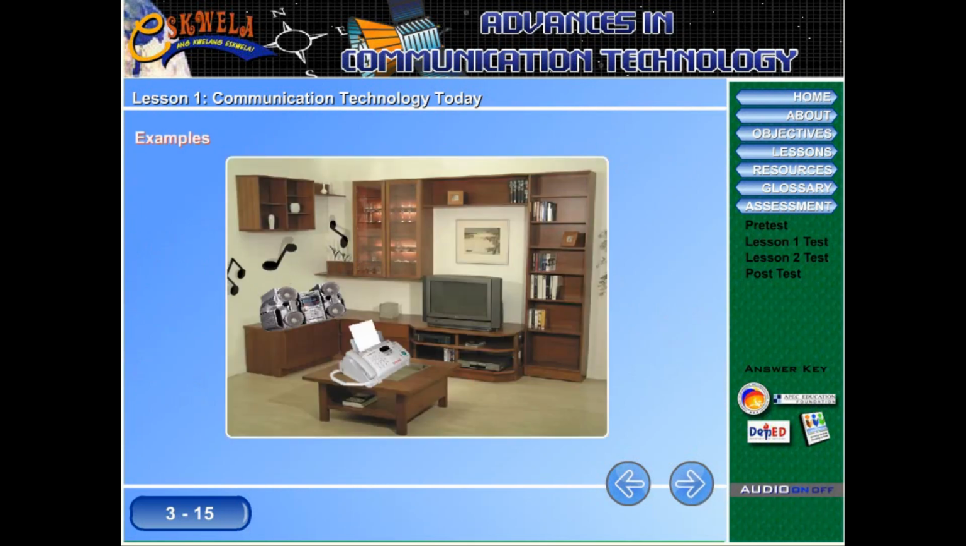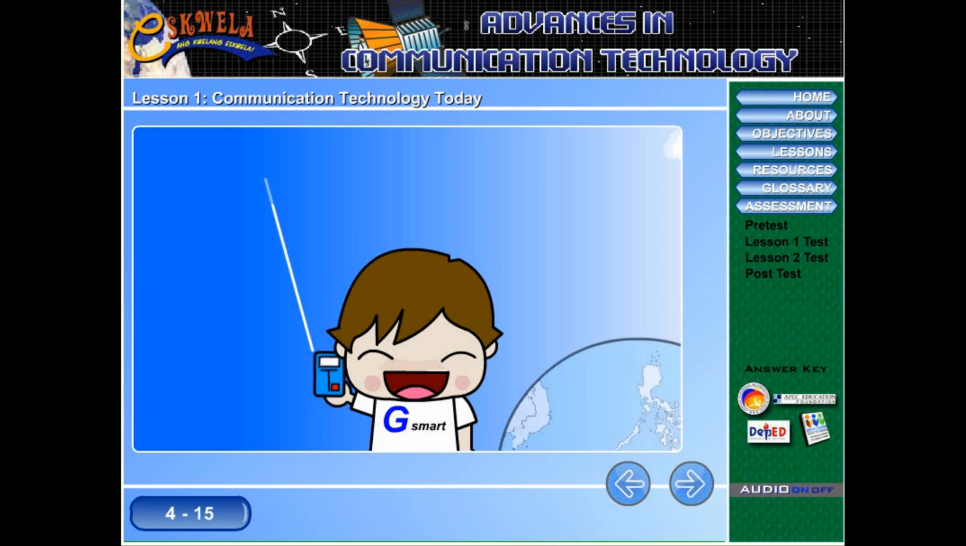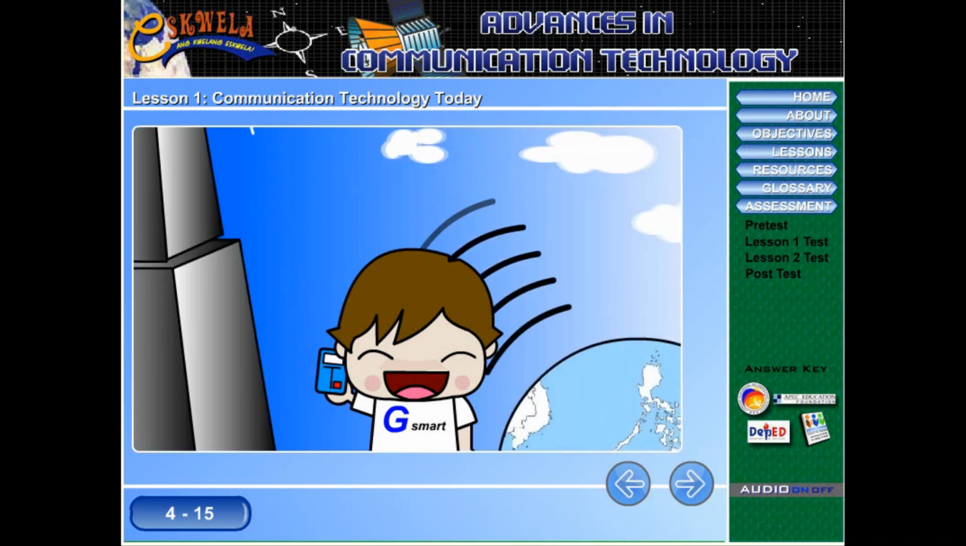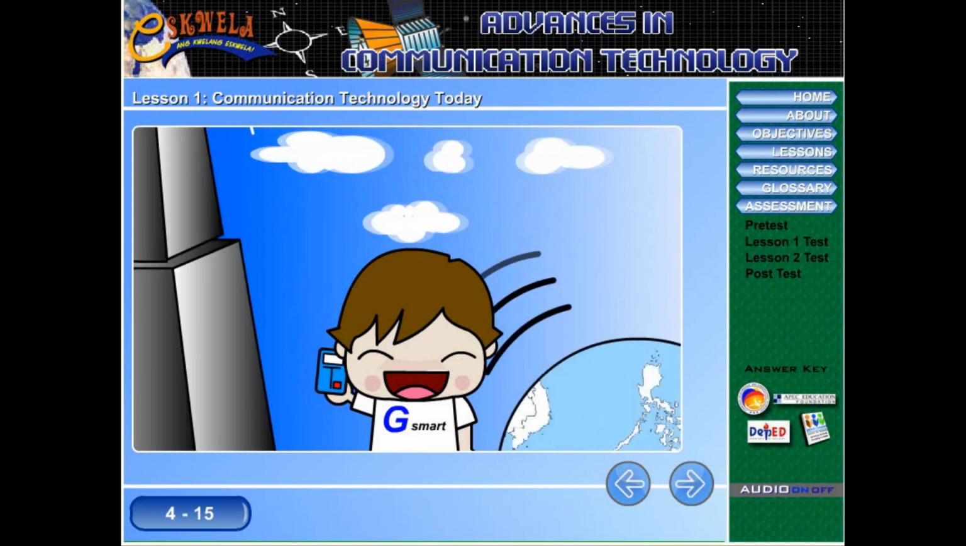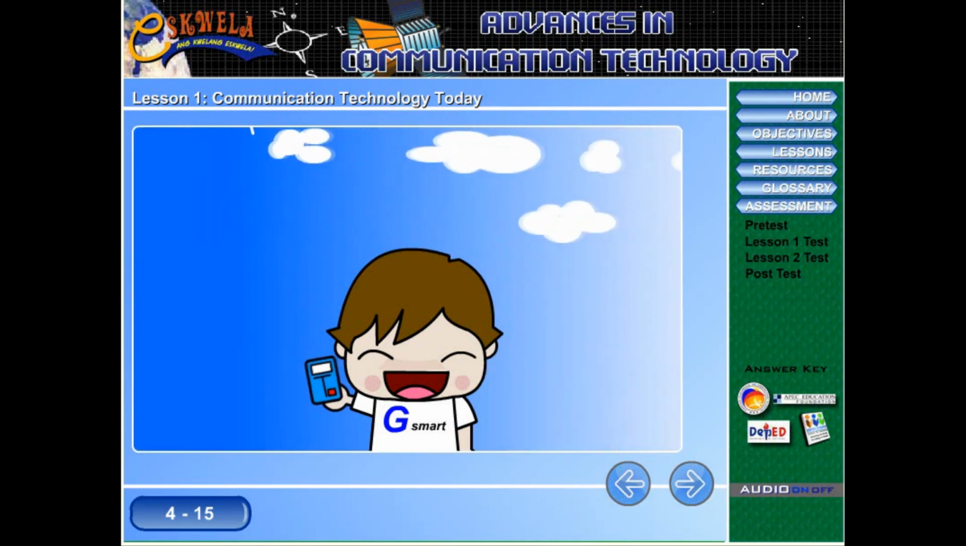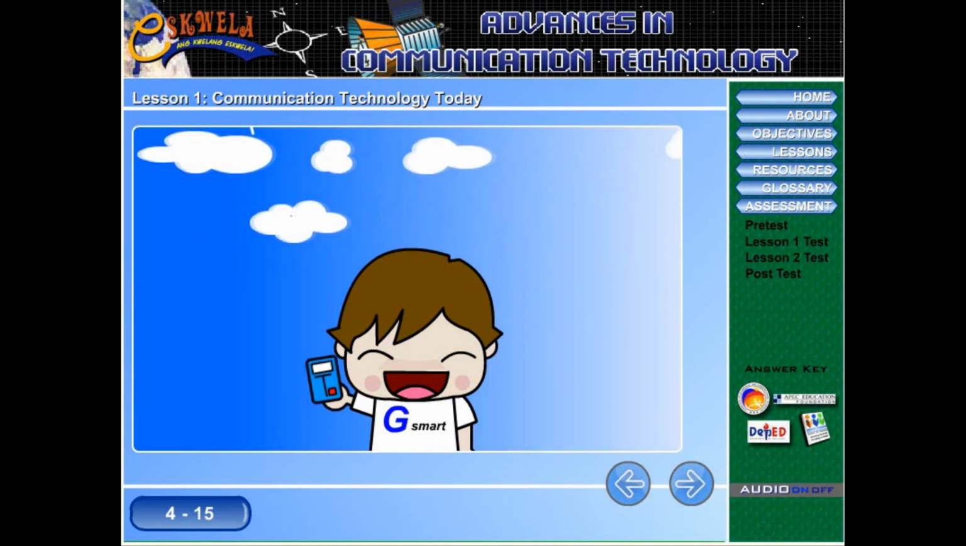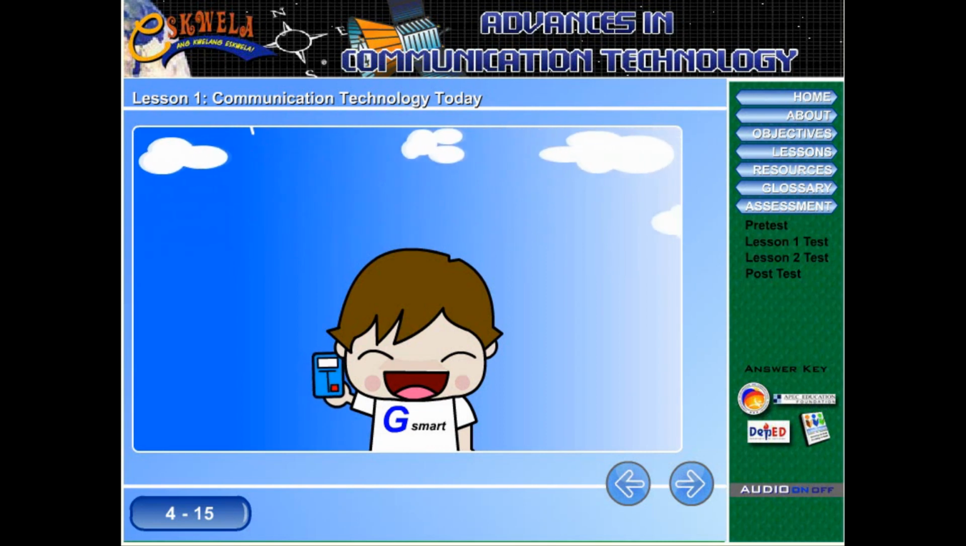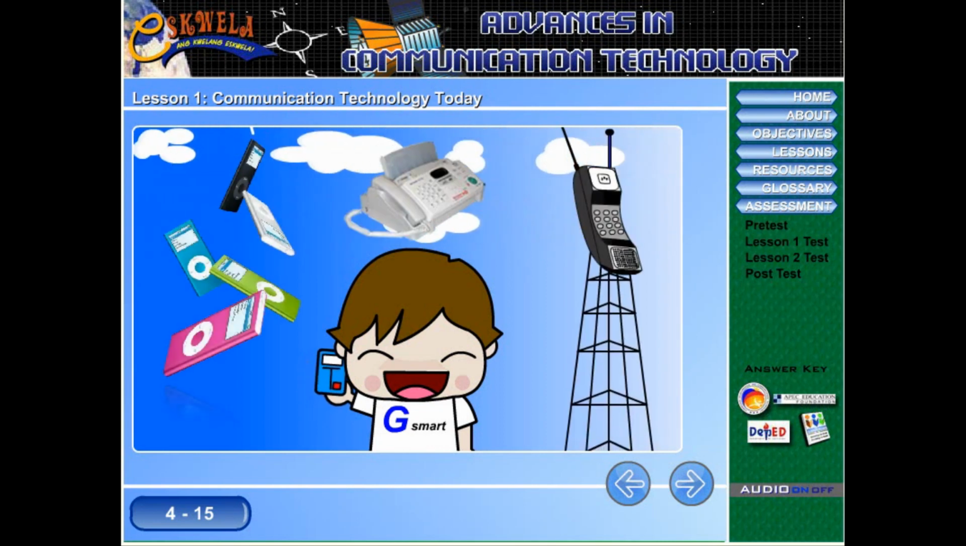Examples of tools of communication are the telephone, radio, broadcast television, and cable TV. Because most of these devices or systems enable us to communicate over large distances, communication technology has become associated with telecommunications.